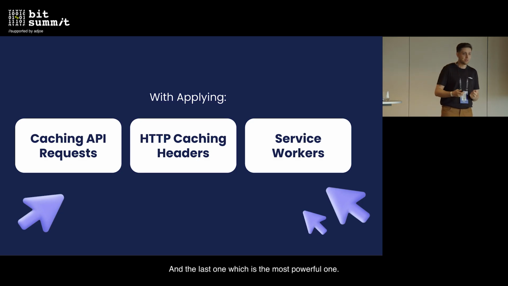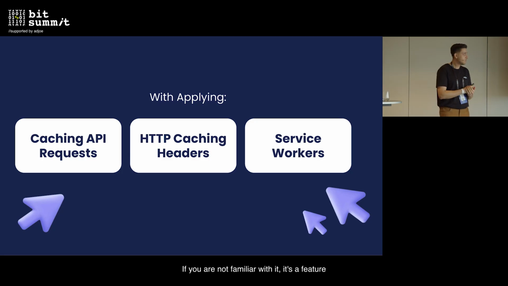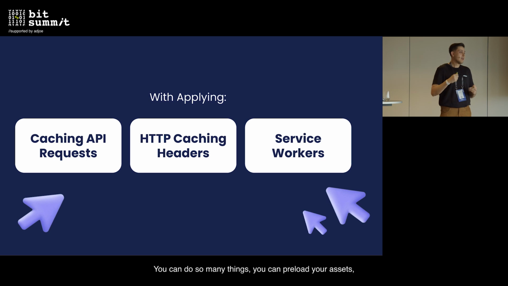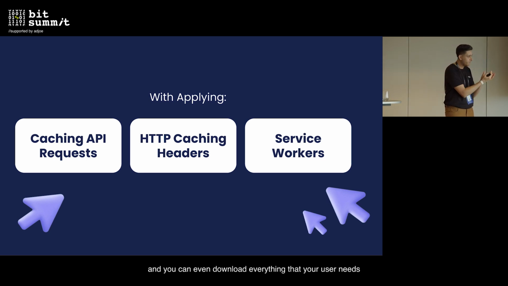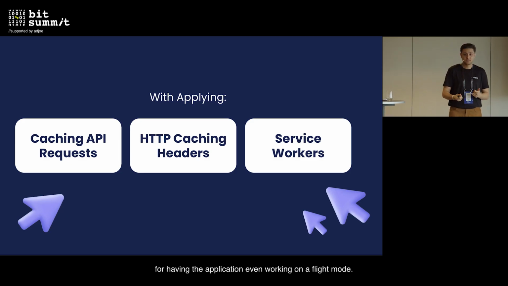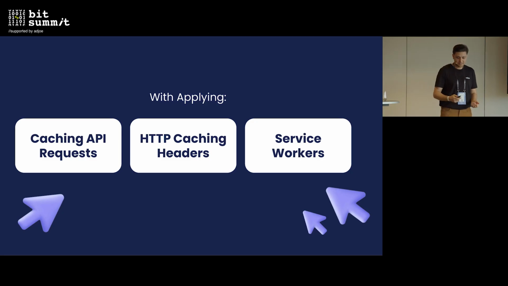And the last one, which is the most powerful one, service worker. If you're not familiar with it, it's a browser feature that lets you do programmable caching. What you can do with it is completely unlimited. You can preload your assets. You can even download everything that your user needs to have the application working in flight mode. So it's not only optimization, it's resilience for your apps.